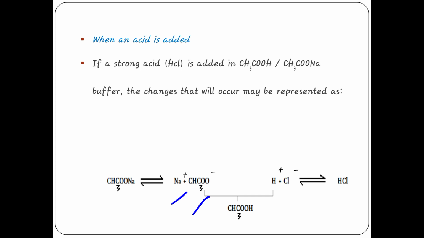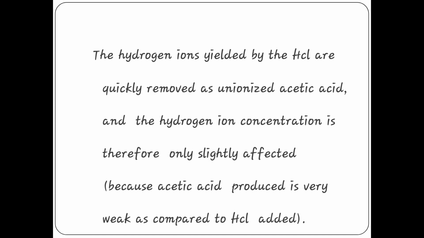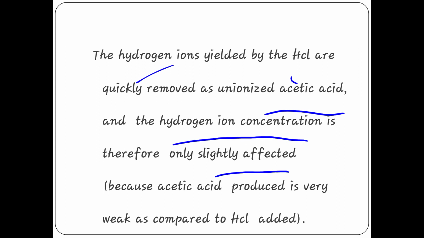As a result, the hydrogen ions yielded by HCl are quickly removed as unionized acetic acid, and the hydrogen ion concentration is therefore only slightly affected, because the acetic acid produced is very weak as compared to HCl. Understand?